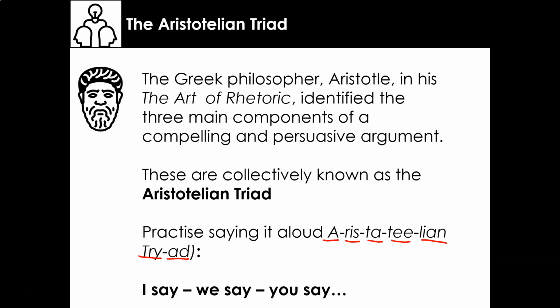Now we're going to try it with the word triad. Let's see if we can say Aristotelian triad. Ready? Together. 3, 2, 1. Aristotelian triad. Over to you on your own. 3, 2, 1. All right. We'll come across that word lots as we go through this unit. So don't worry if you found it tricky today, it gets much easier over time.